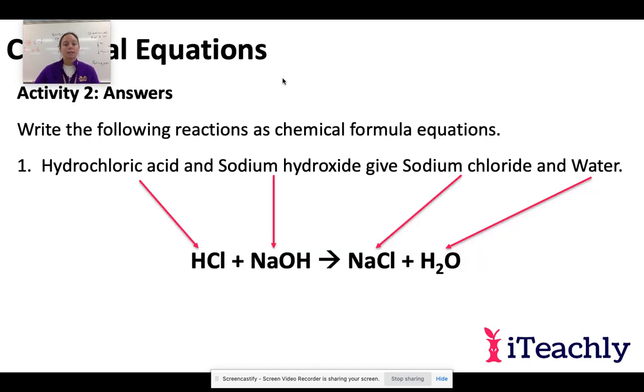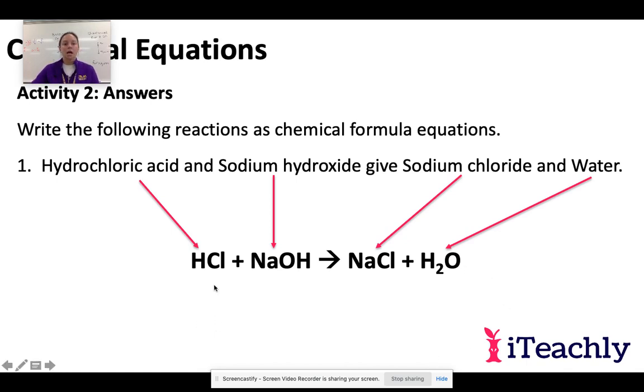So hydrochloric acid, that's HCl, and sodium hydroxide is NaOH. So notice the and we've replaced with the plus sign, and gives, remember gives means produce, so I need to have a yield. So then sodium chloride is NaCl, and with our plus sign, water, H2O. So HCl plus NaOH yields NaCl plus H2O. So that's how you would write that out. And that's what it means. Hydrochloric acid and sodium hydroxide produces salt and water. Okay, that's the chemical reaction that we just did.